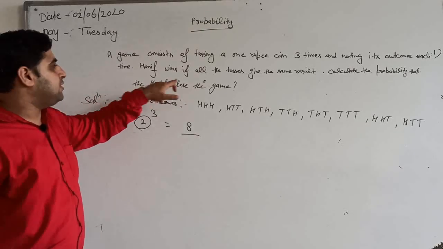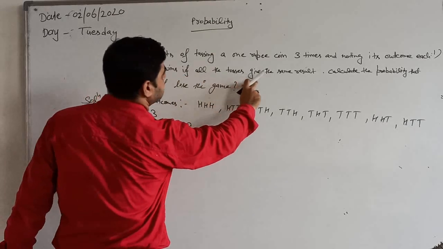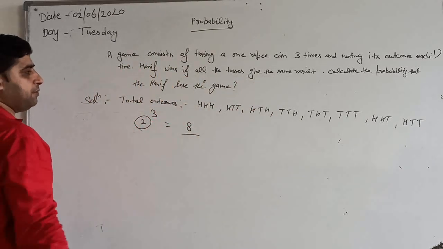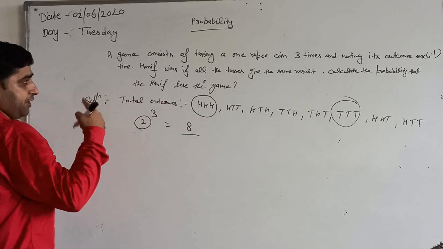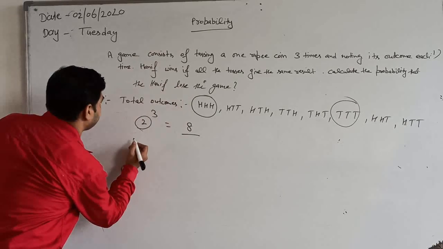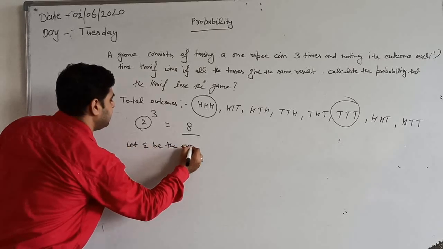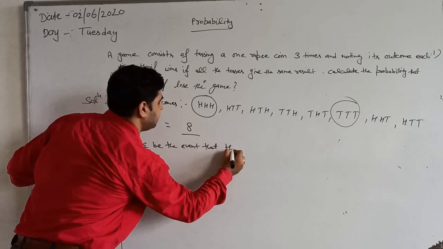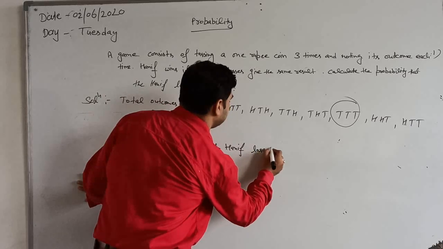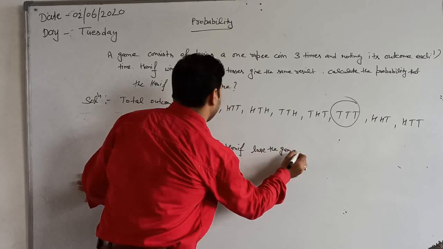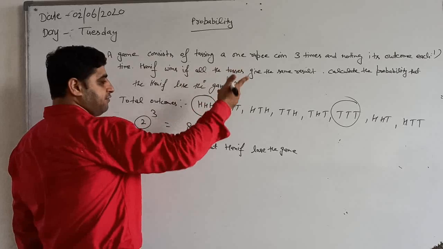So here we have to find that Hafiz loses the game. Hafiz wins if all the tosses give the same result. The same result will be either head, head, head or tail, tail, tail. This will win the match. So let E be the event that Hafiz loses the game. When head, head, head or tail, tail, tail comes out, they win the match, but otherwise they will lose the match.